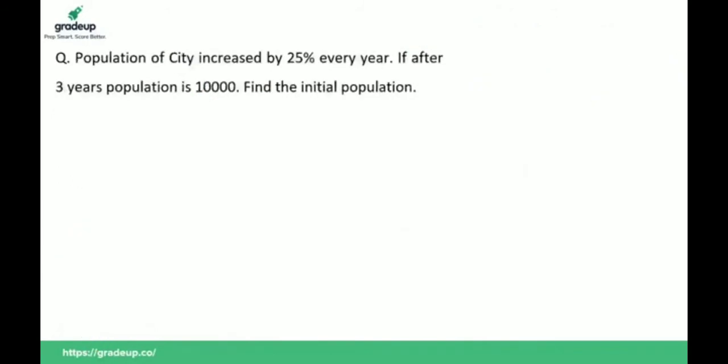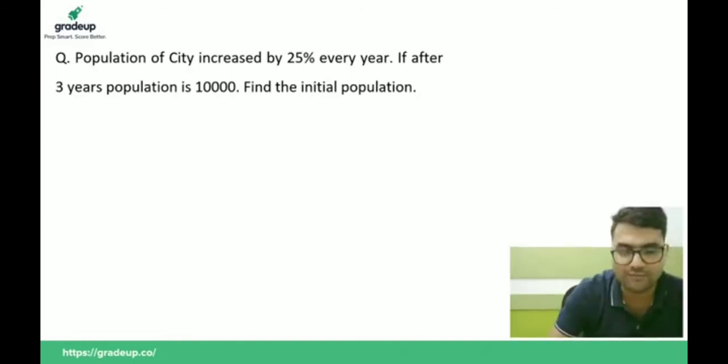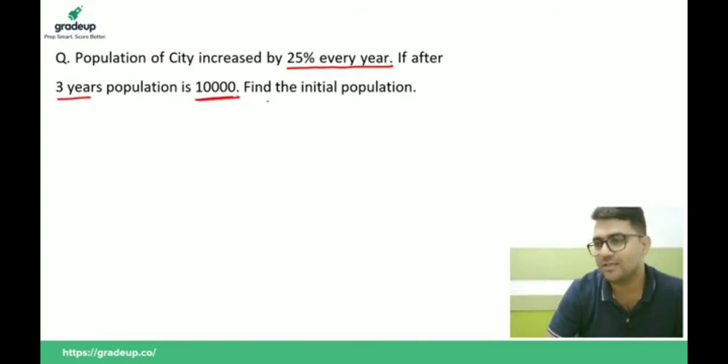All right. Now let's move to the next question. In this question, we have been given that the population of a city increased by 25% every year. If after 3 years the population of the city is 10,000, find the initial population of the city.